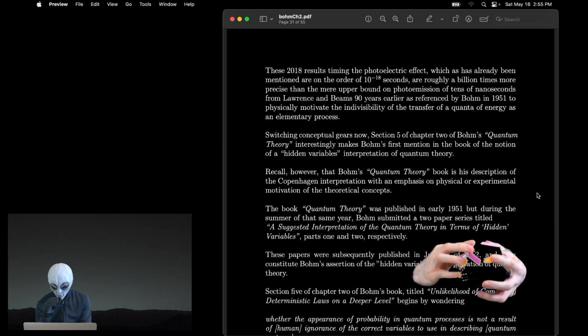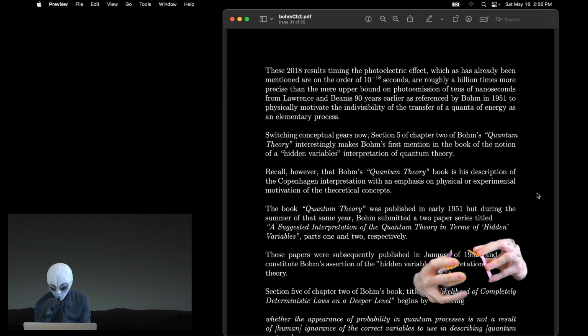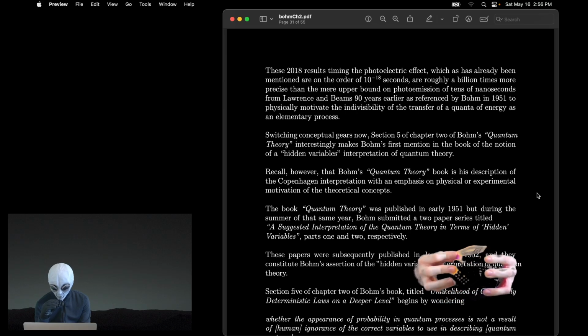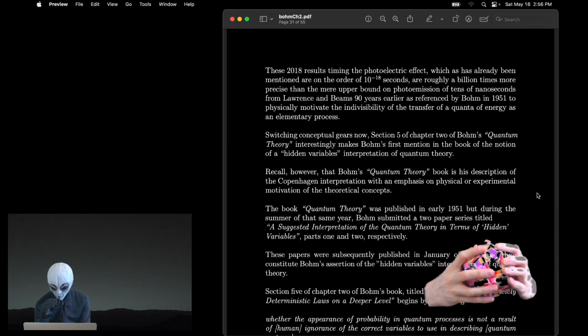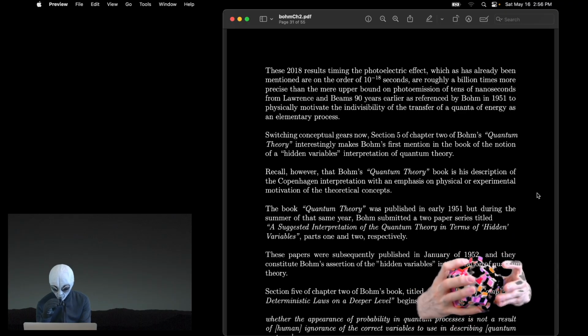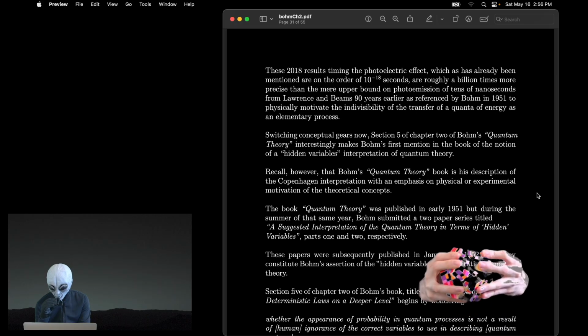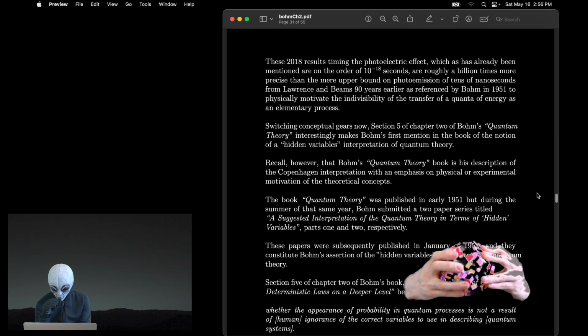These 2018 results timing the photoelectric effect, which, as has already been mentioned, are on the order of 10 to the negative 18 seconds, are roughly a billion times more precise than the mere upper bound on photoemission of tens of nanoseconds from Lawrence's beams 90 years earlier, as referenced by Bohm in 1951, to physically motivate the indivisibility of the transfer of a quantum of energy as an elementary process.